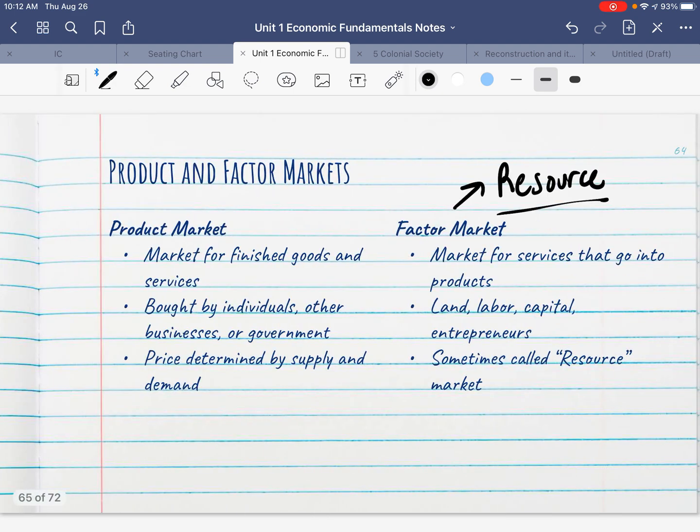They're all the same thing, just represented different ways. But first we need to know what a product and a factor market is. So products means what we buy. So this is our finished goods and services.